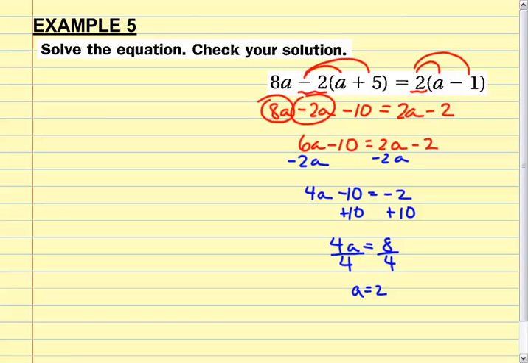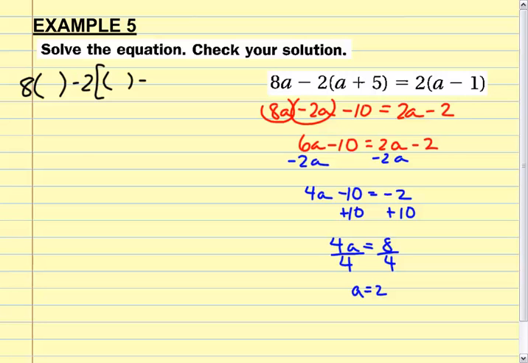Okay. Now, it said check my solution. So I'm going to go back up here. I'm going to rewrite this original equation. I just want to see it. Okay? But I'm going to write parentheses where the variables are. 8 parentheses minus 2 times, I'll put brackets now because I need parentheses inside of them, plus 5, close the brackets, is equal to 2 brackets, parentheses, minus 1.